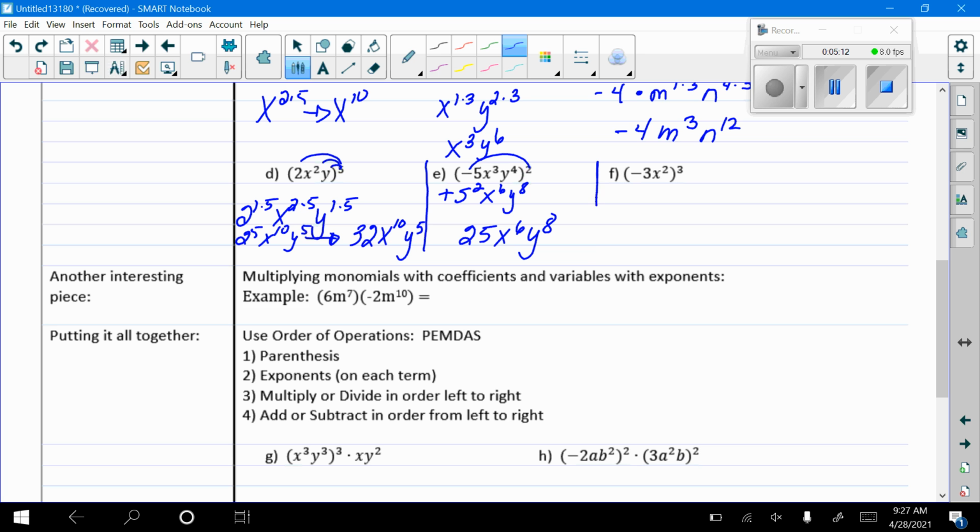And f is going to be 3 negatives, which makes it a negative. 3 to the 1 times 3 is 3 power, third power. And x to the 2 times 3 is 6. So negative 3 to the third is 27, x to the 6th.